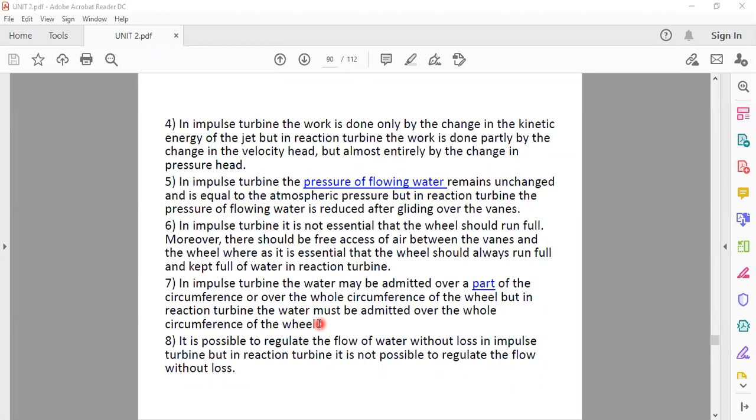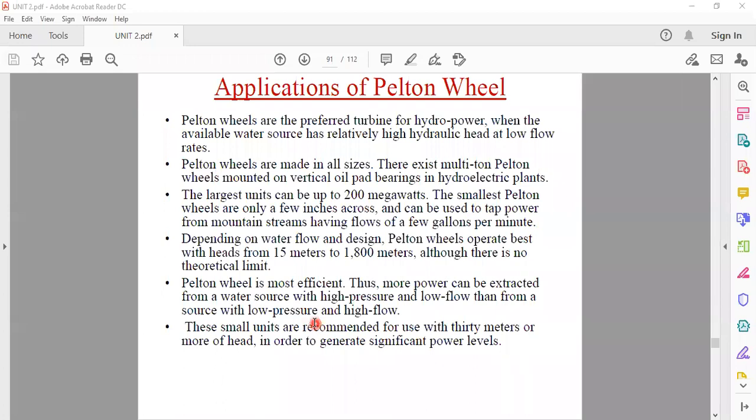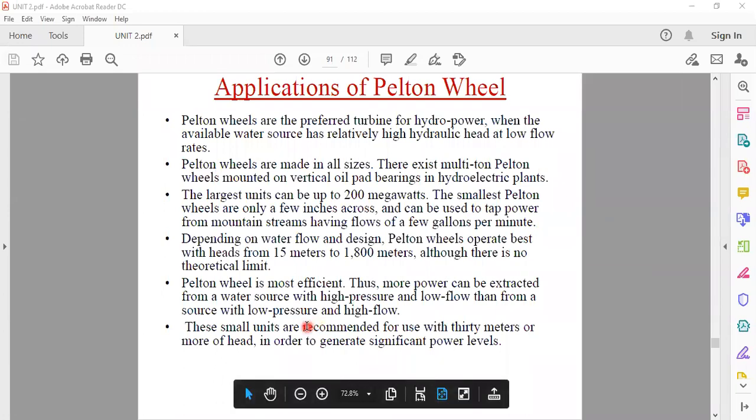In impulse turbine, the water may be admitted over part of the circumference or over the whole circumference of the wheel. But in reaction turbine, the water must be admitted over the whole circumference of the wheel. It is possible to regulate the flow of water without loss in impulse turbine, but in reaction turbine, it is not possible to regulate the flow without loss. This is the difference between impulse turbine and reaction turbine.